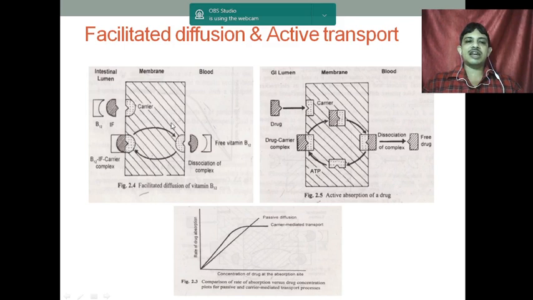Facilitated diffusion does not require energy because it follows the concentration gradient, higher to lower. But active transport requires energy because the drug transportation is from lower to higher. But in both cases they require the carrier. So this is the difference between facilitated diffusion and active transport. Both are carrier mediated transport, and the transportation depends upon the number of free carriers present.